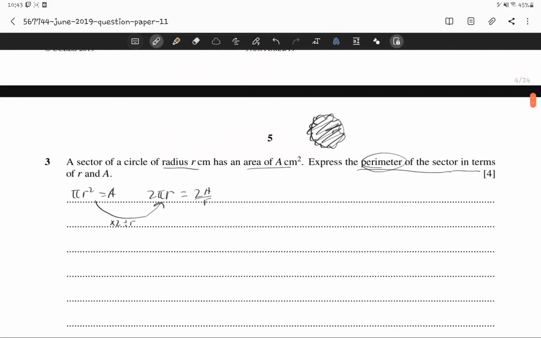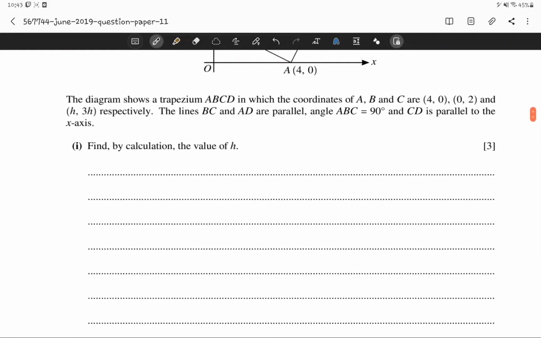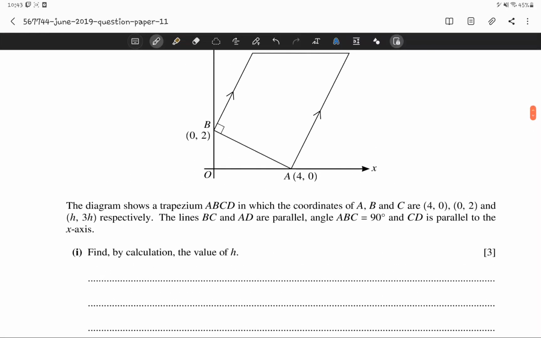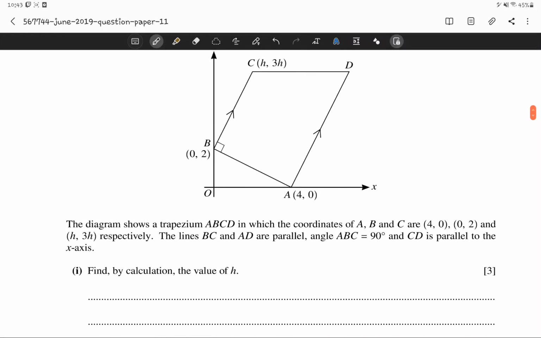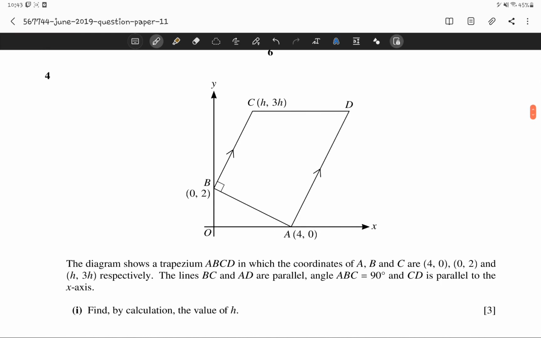I don't know why they give you so much space to solve these. Anyway. Okay, I'm not going to read the question because I don't think there's a point right now. All of it is in here. Okay.